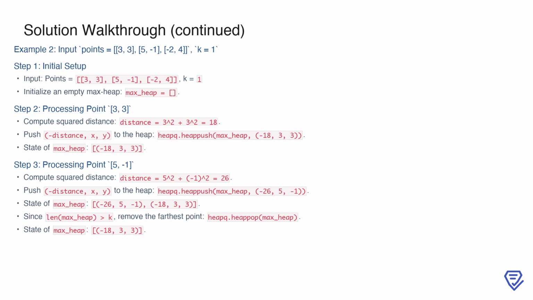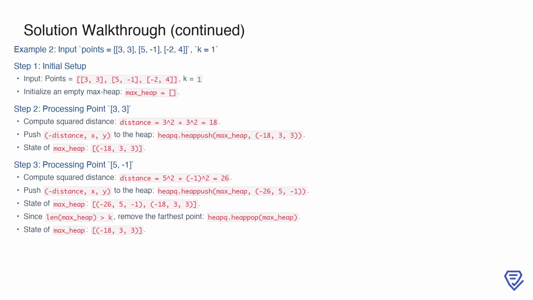For the next example, we have the input points [3, 3], [5, -1], [-2, 4], and k equals 1. This time, we want just the single closest point to the origin. First, we initialize an empty max heap. We then process the point [3, 3], calculating its squared distance as 3 squared plus 3 squared equals 18. We push this into the heap as -18, 3, 3, so the heap now contains -18, 3, 3.